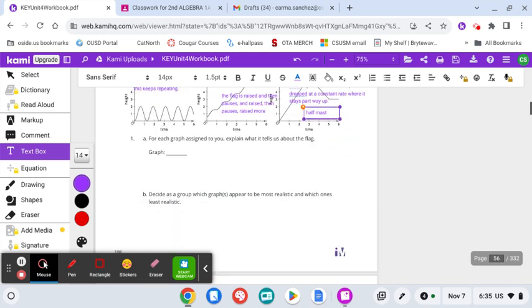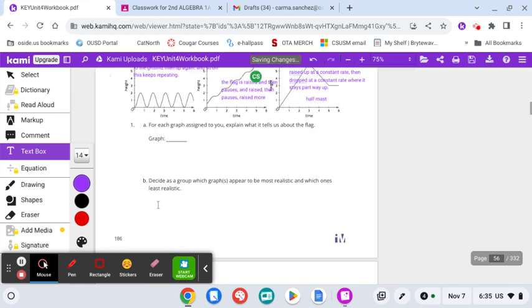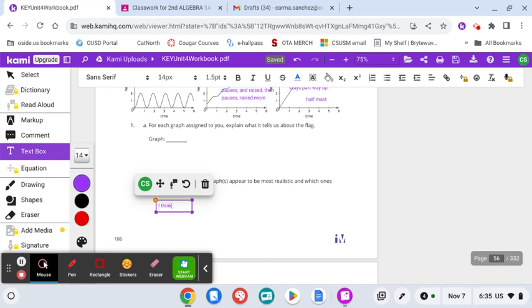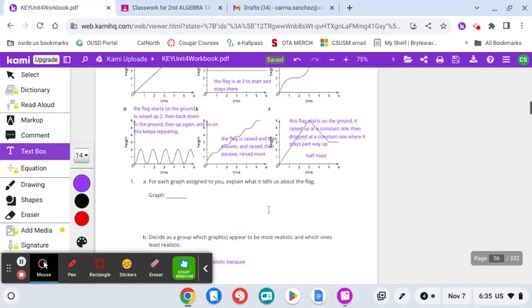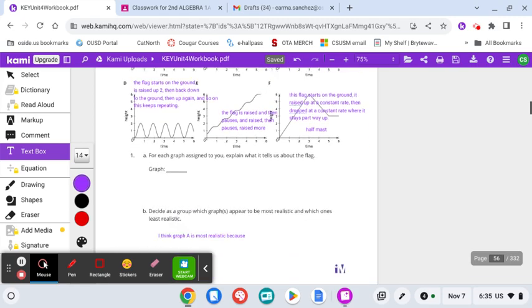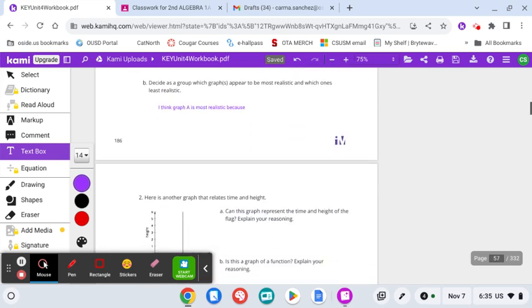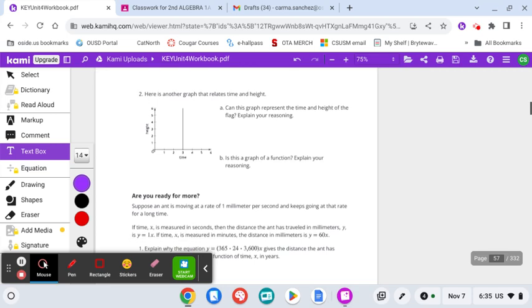So whichever one you agree on, you're going to say something like, I think graph A is most realistic because, or I think graph B is most realistic because, I think graph C. So choose yours with your group and then explain your reasons why.